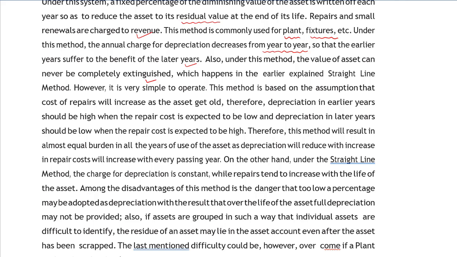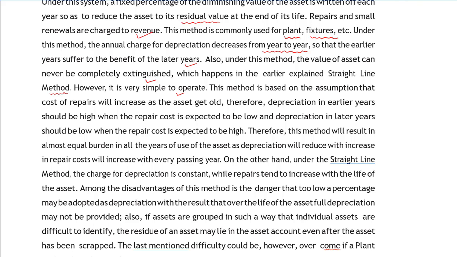some value which remains, which does not happen in the earlier explained straight line method, because the percentage was same in straight line method, that is equal installment method, fixed installment method, and that is why the full amount is written off. But over here, the minor or nominal amount would be always there. However, it is very simple to operate.